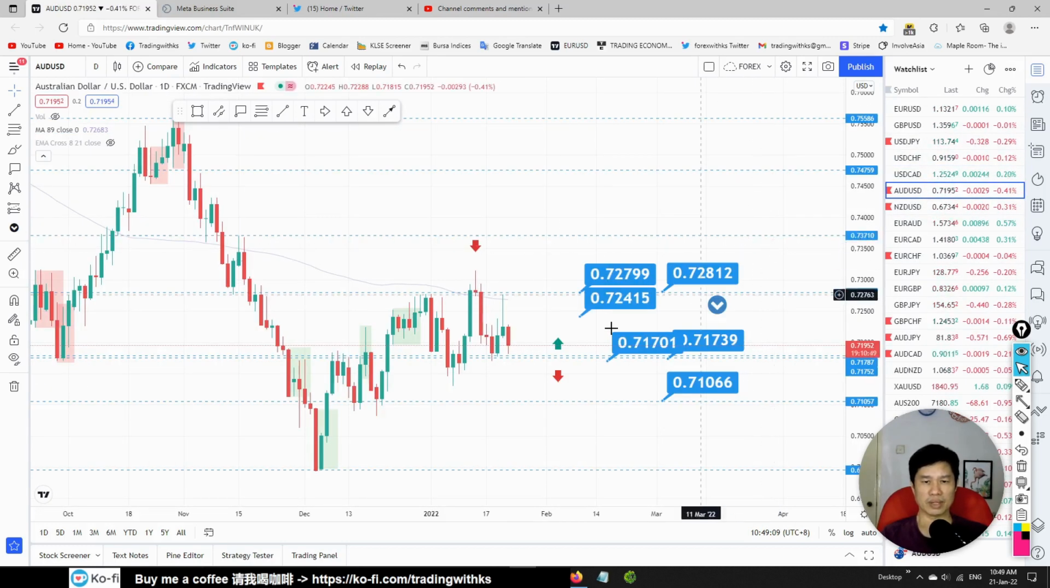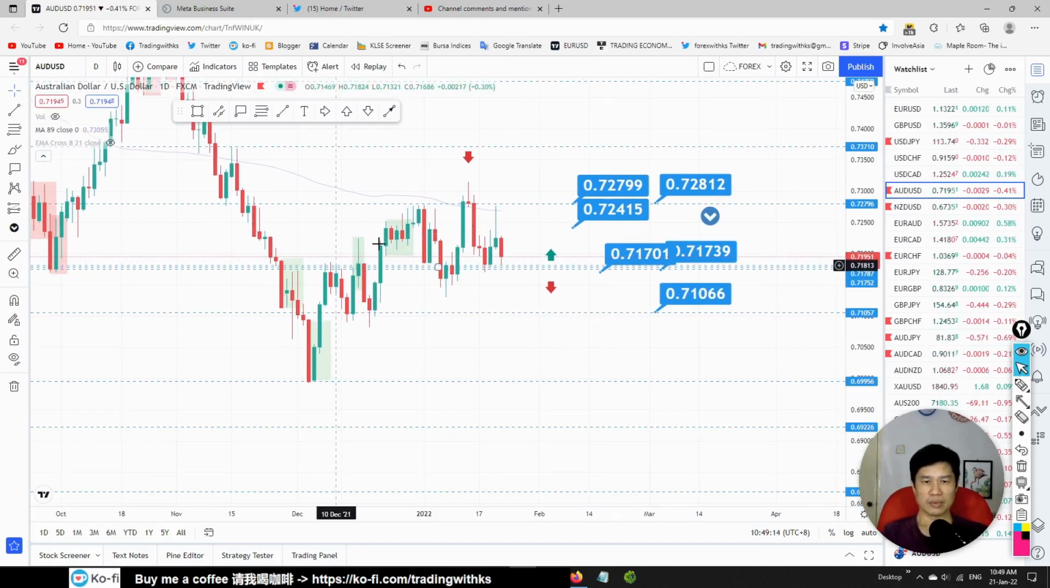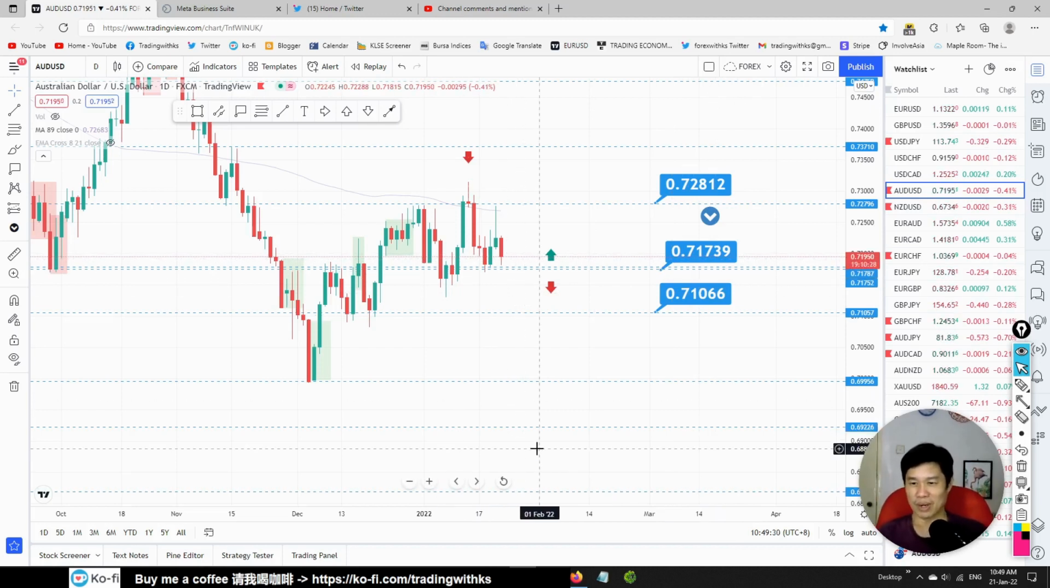AUD USD, okay, we look at USD is slightly stronger, AUD is slightly weaker. So now we see a pin bar over here, right? So there is a possible sell trade to here, towards 0.71739, which the price already reached here. After a while, as I'm doing this video, the price really dropped around here. So there is a possibility, right? What you want to do, once the price breaks through the bias line 0.71739, you want to continue to sell this. Wait for a retest and wait for a sell opportunity towards 0.71066.